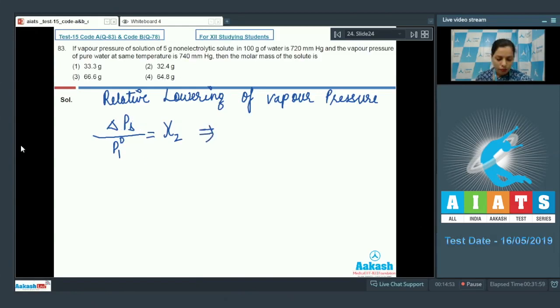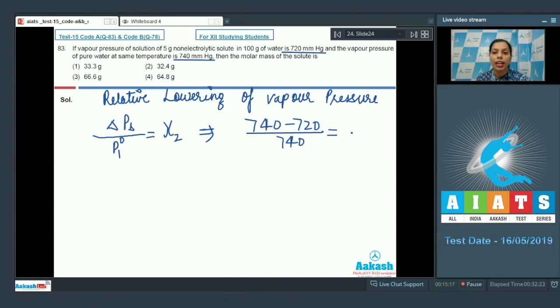So delta PS, the final vapor pressure after formation of the solution, is 720 mm Hg, and if I talk about the pure water, the vapor pressure was 740 mm of Hg. So what is delta PS here? That is 740 minus 720, divided by the vapor pressure of the pure solvent, that is 740 mm Hg. After that, the mole fraction of the solute.